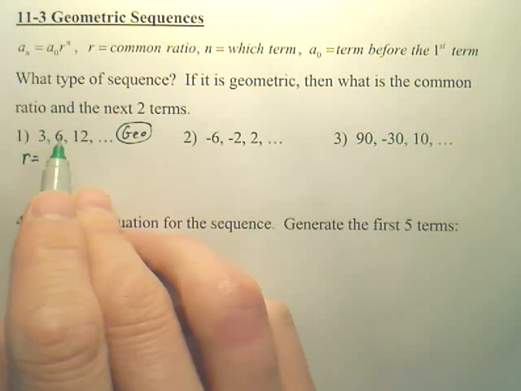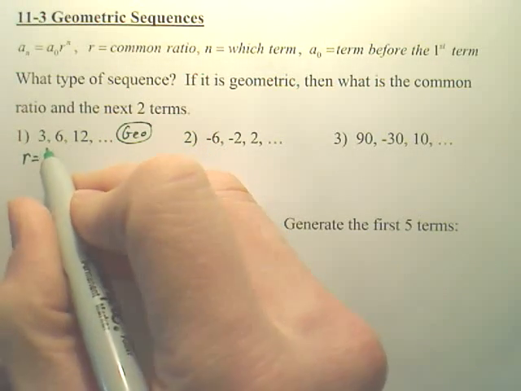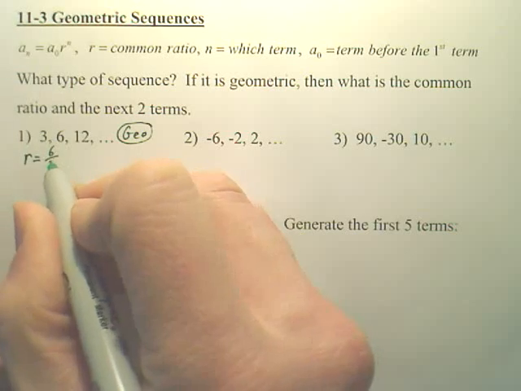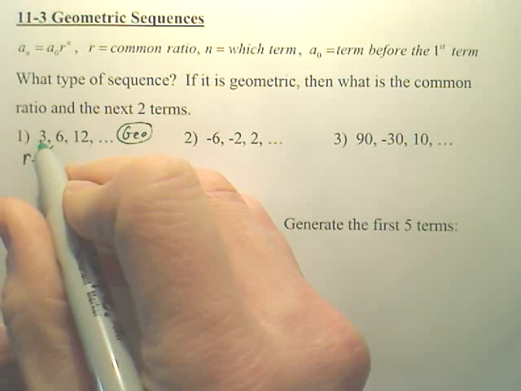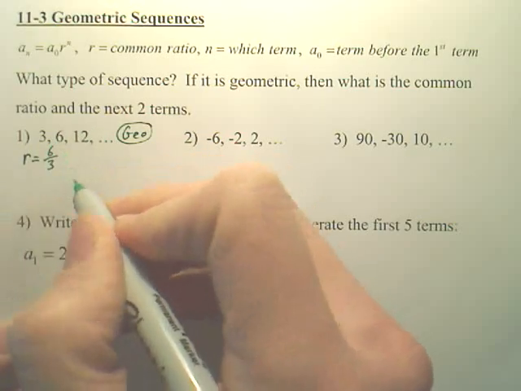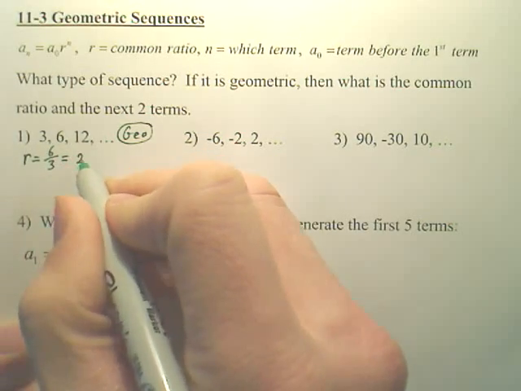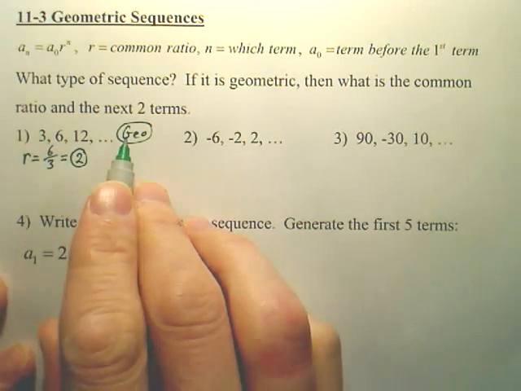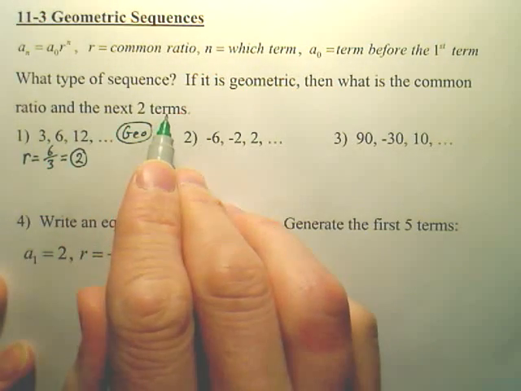Some of you just notice it's multiplied by 2, but all you do to get the common ratio is take this one, divide by that one. Take the second one, divide by the first. Or could I take the third, divide by the second? Doesn't really matter, as long as it's common. So your common ratio is 2, it's geometric, and it also asks for the next two terms.